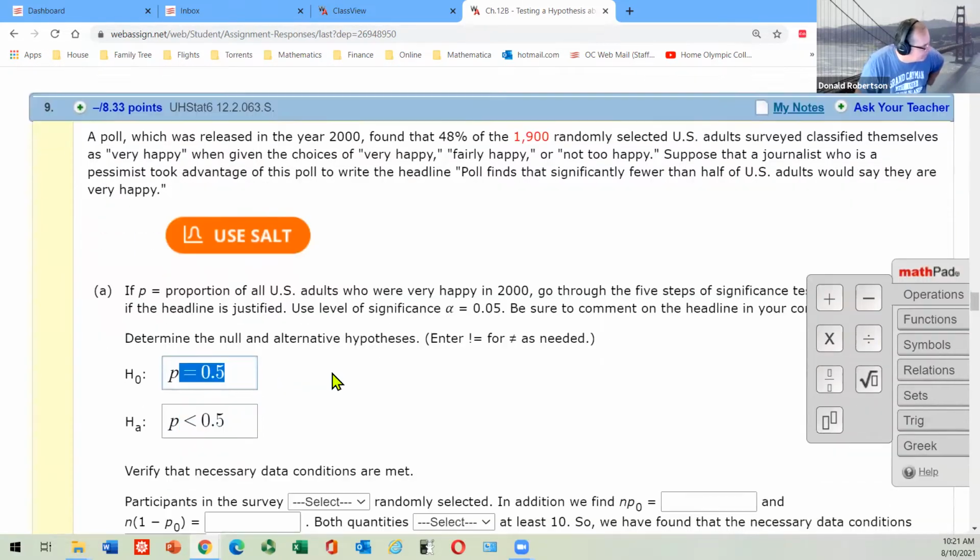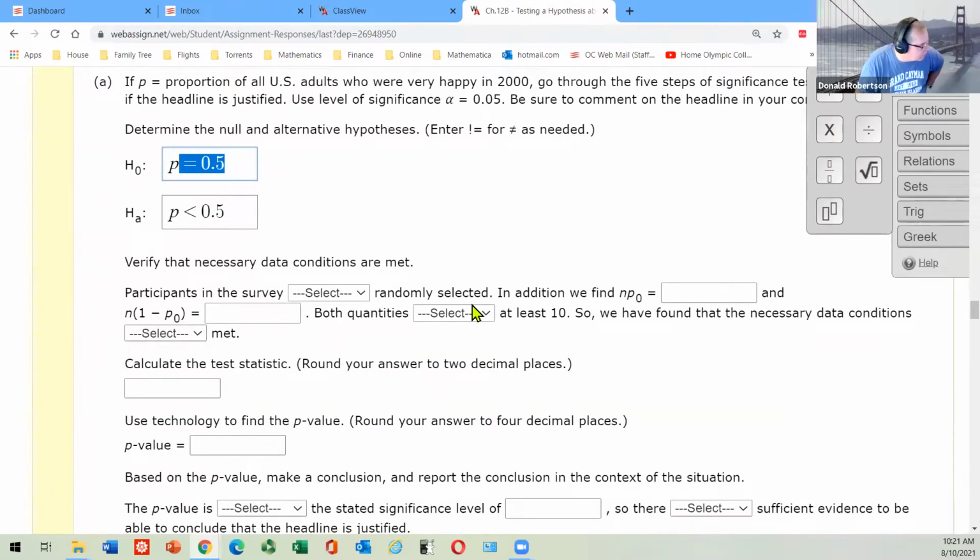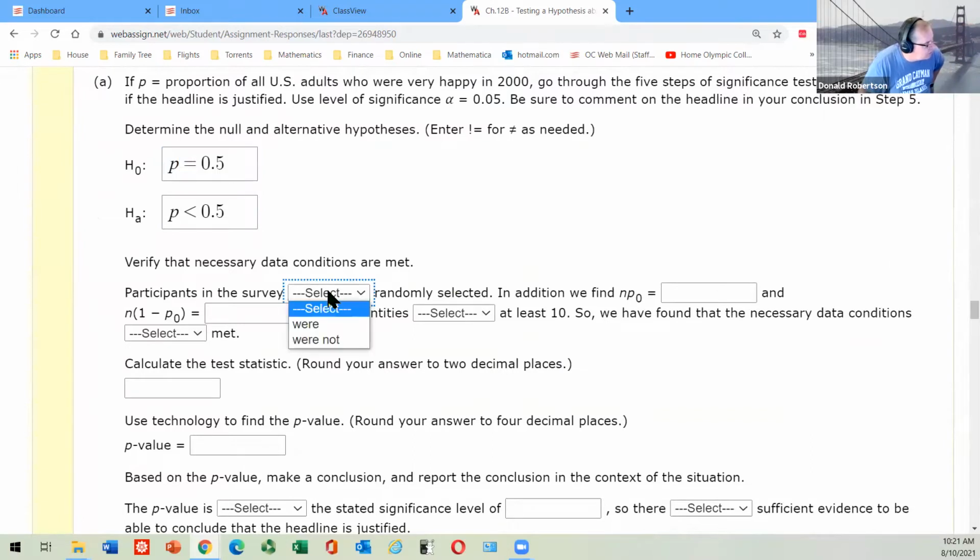For instance. Now, this is the various conditions that they talk about. The two that they're really interested in this homework is that it's randomly selected, which we'll assume makes sense. Now, they talk about this thing called NP0 and N(1 minus P0). Don't these two things have to be bigger than 10? Remember the 10 rule? Sample's got to be big enough. Now, who is this funny P0 and who is the N? The N is the sample size.